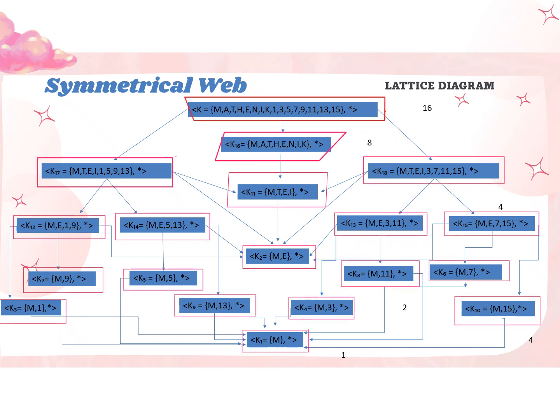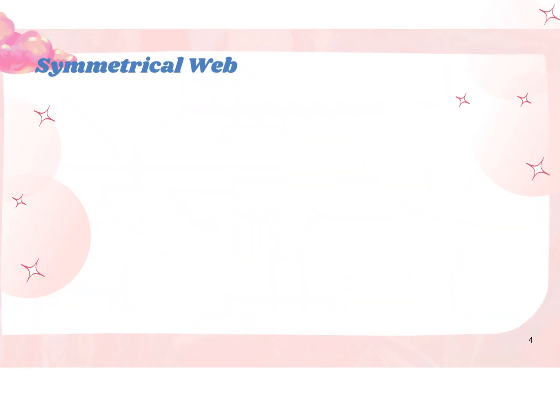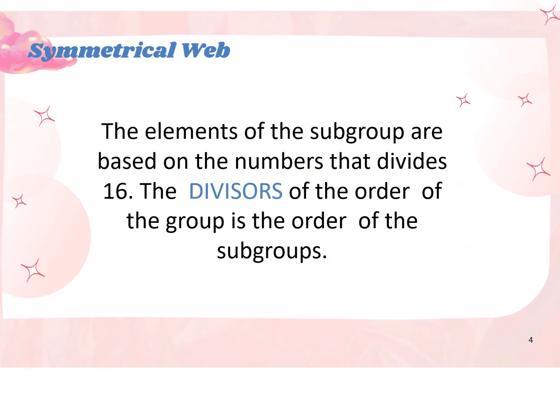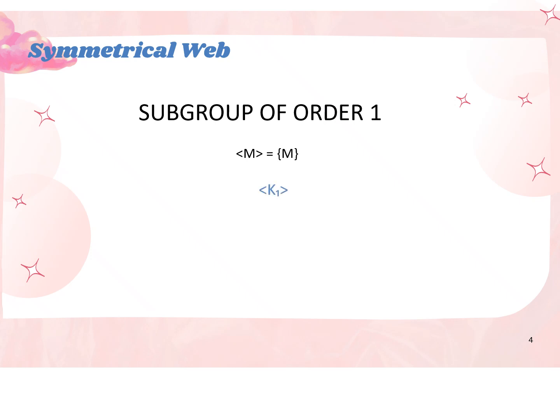Therefore, the orders of the subgroups are based on the numbers that divide 16. So the divisors of the order of the group are the orders of the subgroups. So in the summary, we have a subgroup of order 1, which is the generator M containing one element, which is M, and that is the K sub 1.